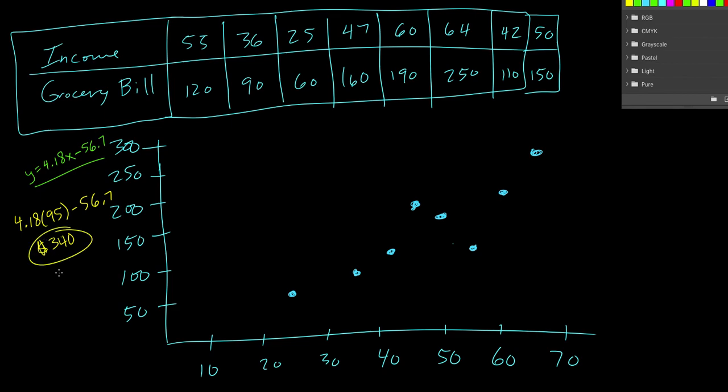Okay, it says estimate the annual income of a family whose weekly grocery bill is $1,000, or sorry, $100. Okay, so we're just going to take this, set the y equal to 100, and then solve for x. So we're going to add 56.7. So we get 156.7 is equal to 4.18x. Divide by 4.18.